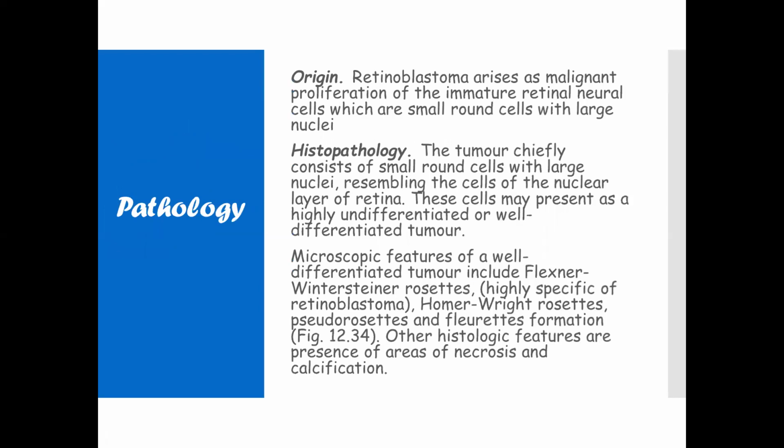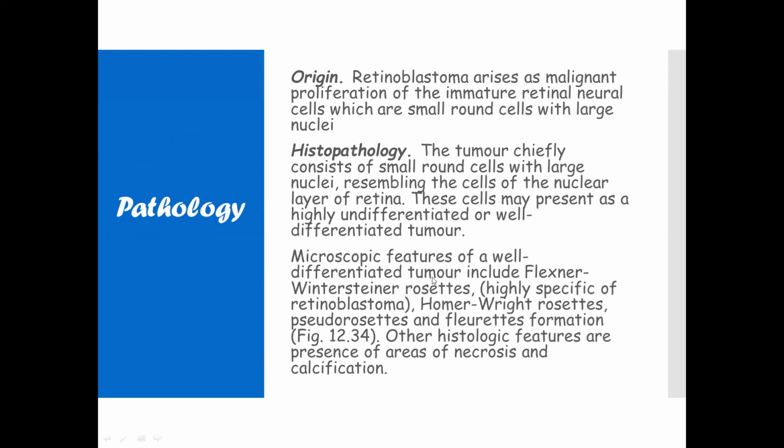So, pathology. Origin. Retinoblastoma arises as malignant proliferation of immature retinal neural cells, which are small round cells with large nuclei. Okay, take note: small round cells with large nuclei. Under histopathology, the tumor chiefly consists of small round cells with large nuclei, resembling the cells of the nuclear layer of the retina. These cells may present as a highly undifferentiated or well differentiated tumor.